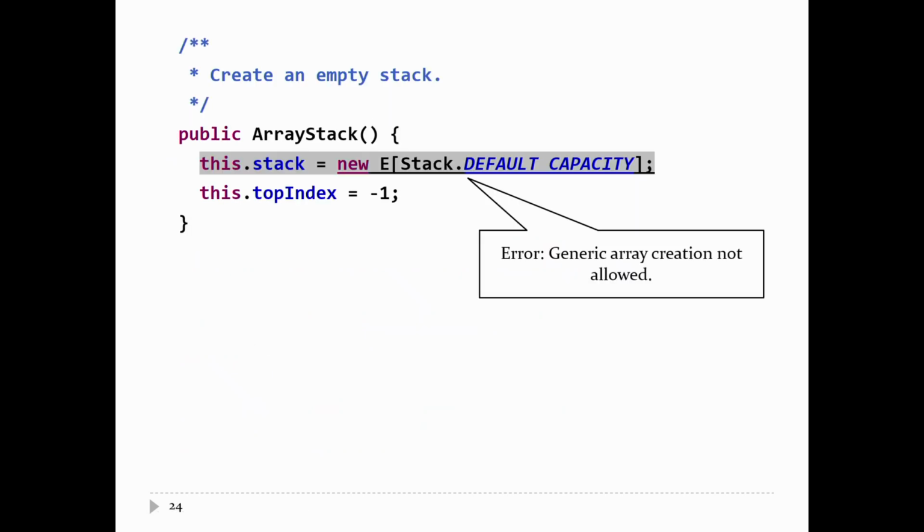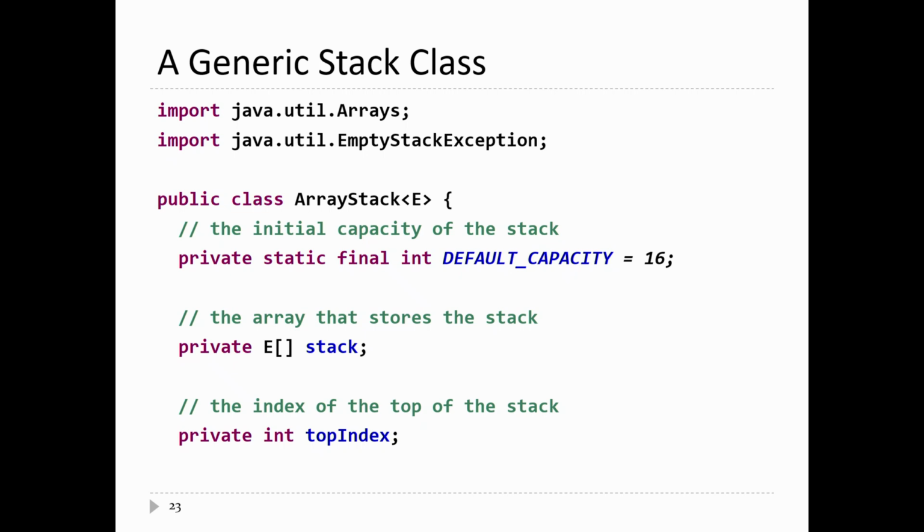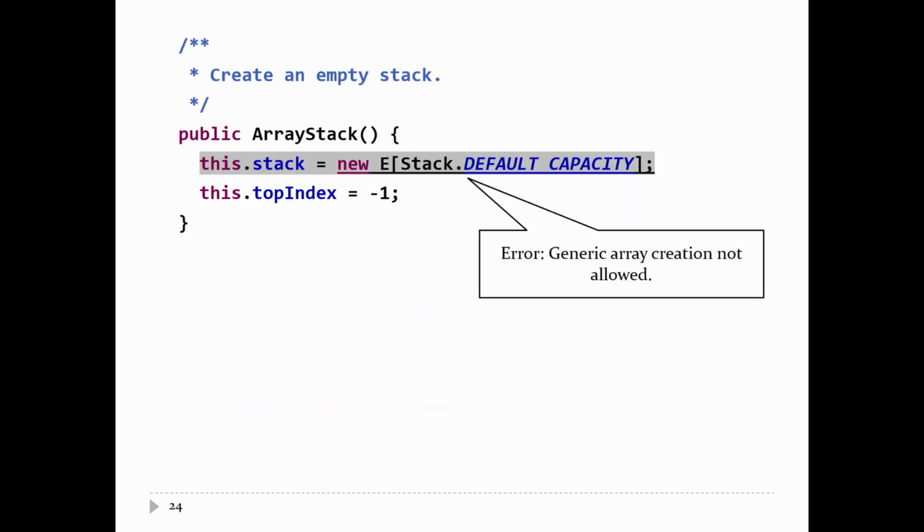Now you go ahead and start to implement your class. And so in your constructor, you need to make a new array of type E. So you go ahead and write new, and then E, and then your square brackets. And then when you're looking at Eclipse, Eclipse complains, or your compiler complains. Your compiler will tell you this is an error. You're not allowed to make an array of generic type.